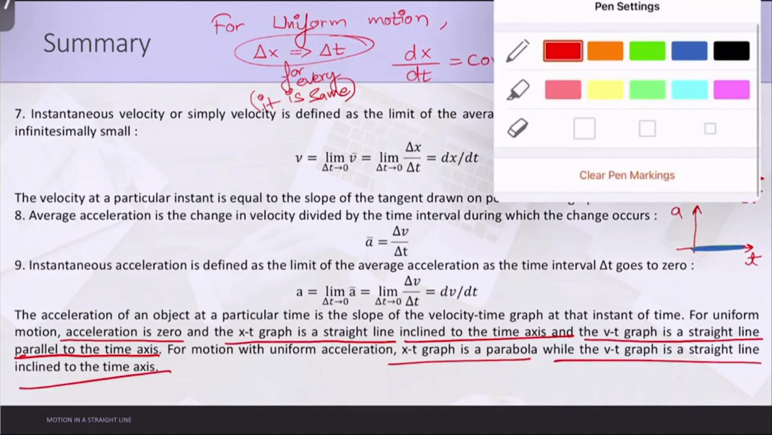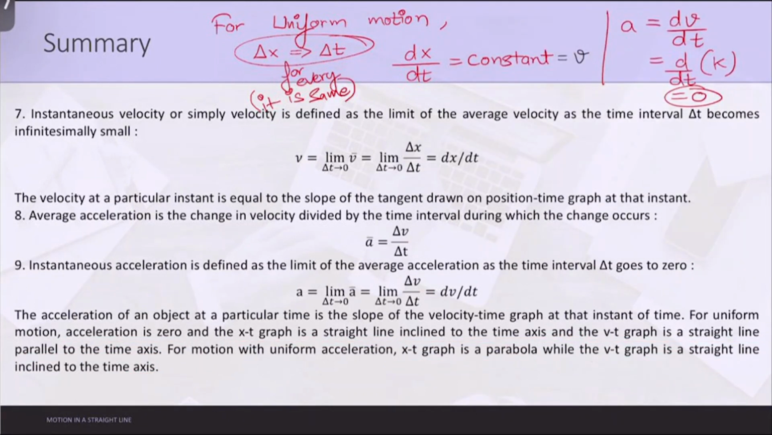So what does it say? We'll try to explain this also. It basically says that for motion with uniform acceleration, the xt graph is a parabola. So this is x. This is how some sort of parabola is being made. This time, the velocity time graph will be a straight line inclined to the time axis. Okay, so this time it will be inclined to the time axis, something like this. Okay, that is what happens in uniform acceleration.